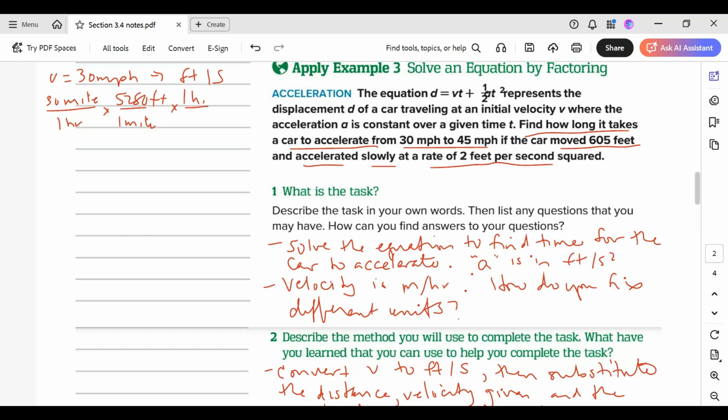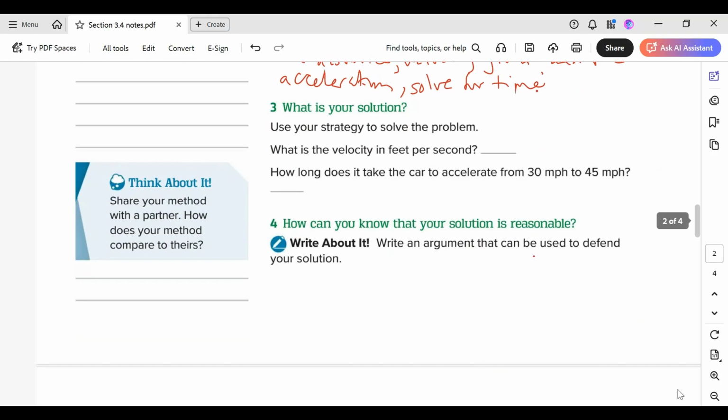In 1 hour, there's 60 minutes. And in 1 minute, there's 60 seconds. This is going back to your biology days. When we multiply straight across and then divide by the denominator, we end up with 44 feet per second because our hours canceled out, our miles canceled out, our minutes canceled out, leaving you with the unit of feet and seconds. So our velocity on number 3 is 44 feet per second.